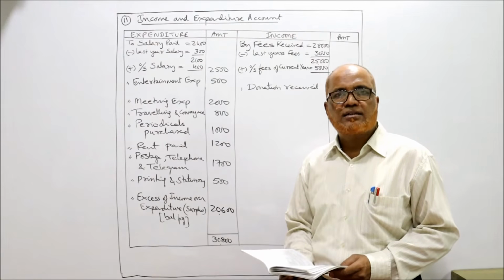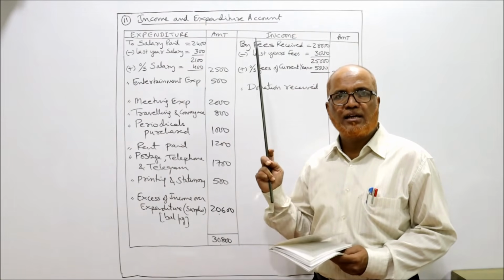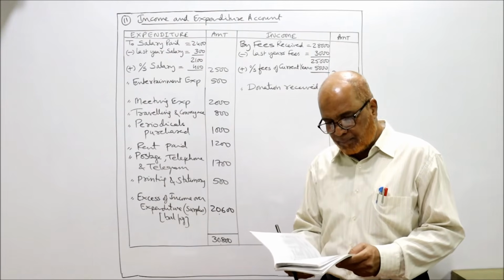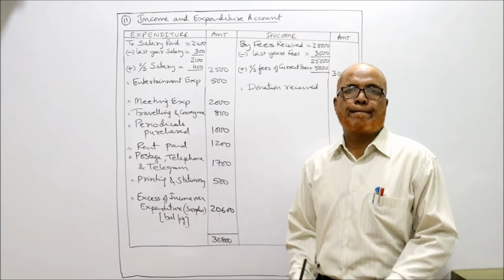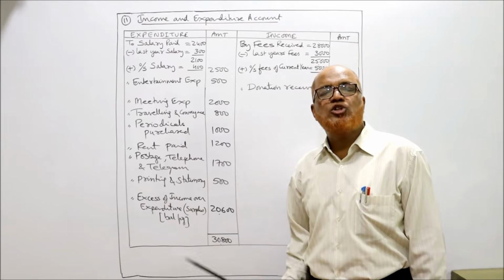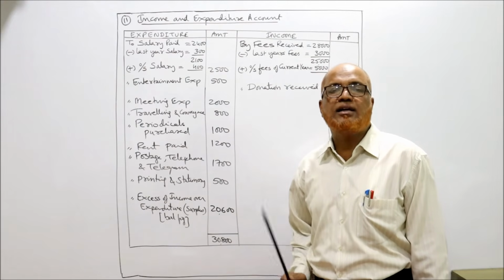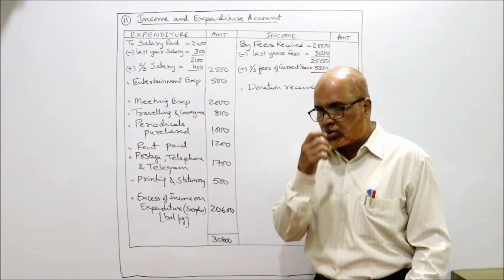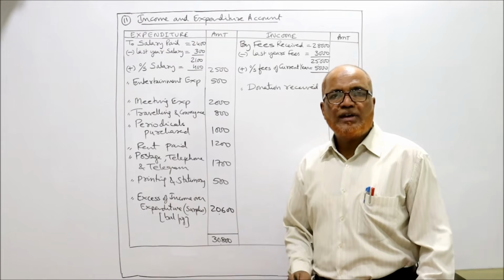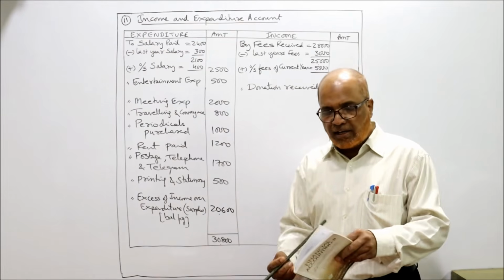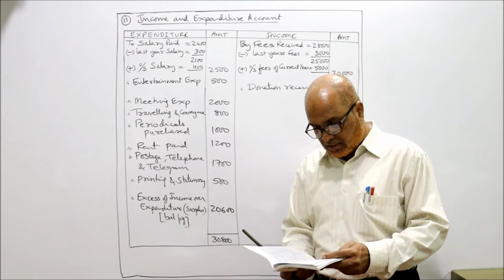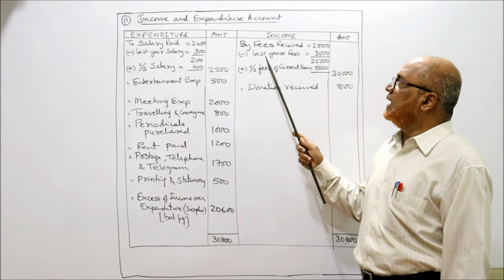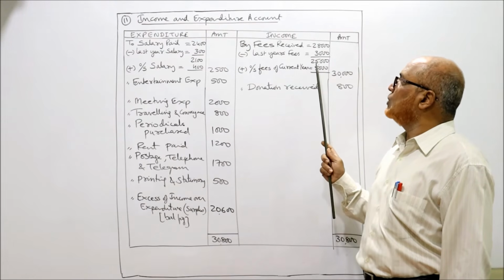Fees collected is an income. It is given as 28,000 fees collected, and in brackets it is given 3,000 on account of last year. While preparing income and expenditure account, we should take only the current year's income. If the income includes last year's or next year's amount, then we will remove it, right? So fees collected 28,000, it is given including 3,000 for last year, we will subtract. So by fees received 28,000 less last year's fees 3,000, so 25,000.